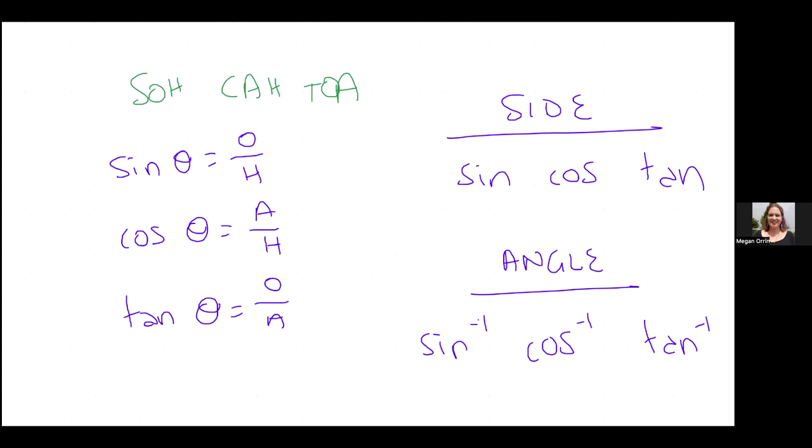Do we have any questions? Do we think we can have a go at this? It's important to choose the right ratio and make sure you've labeled your triangle correctly. All right, let's go.